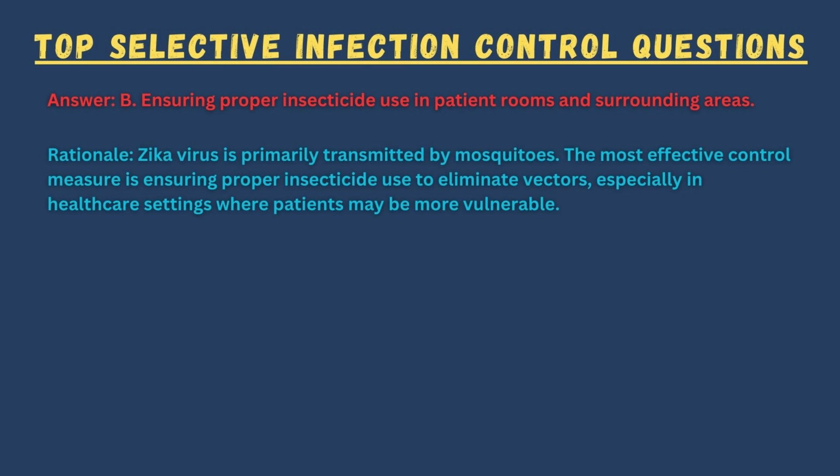Answer: B. Ensuring proper insecticide use in patient rooms and surrounding areas. Rationale: Zika virus is primarily transmitted by mosquitoes. The most effective control measure is ensuring proper insecticide use to eliminate vectors, especially in healthcare settings where patients may be more vulnerable.